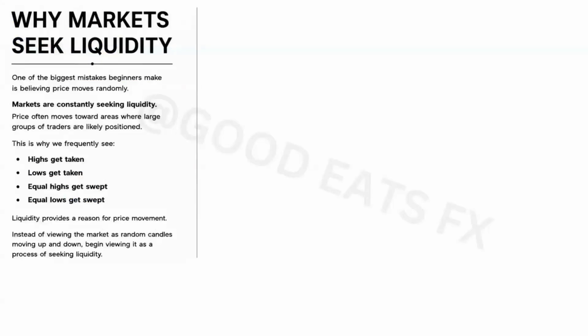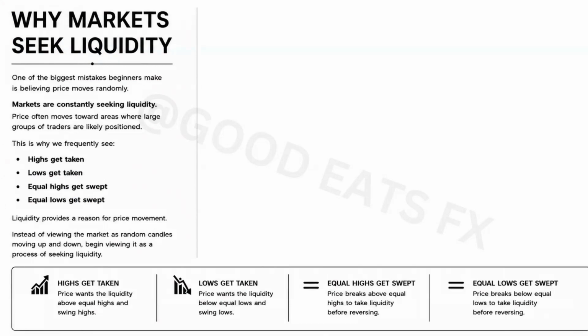Price will move towards areas where large groups of traders are likely positioned. This is why we frequently see highs get taken or lows get taken, and equal highs or lows. Liquidity provides a reason for price movement. So instead of viewing the market as random candles moving up and down, let's begin to view it as a process of seeking that liquidity. Okay, here's some notes for you to have there.